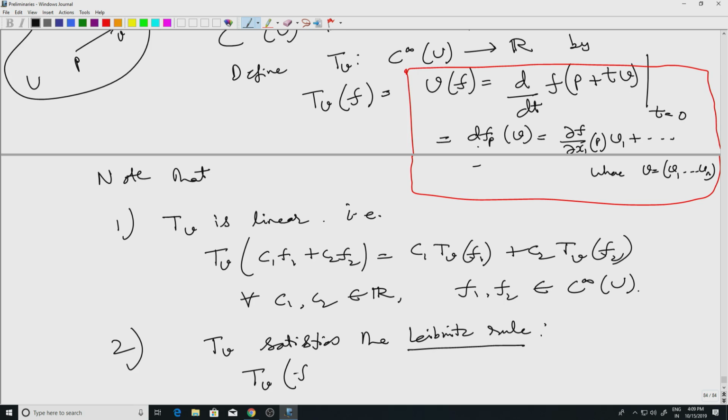So I have two functions f and g, and if I take T_V of fg, I'll just get df of P T_V g plus g of P T_V f.